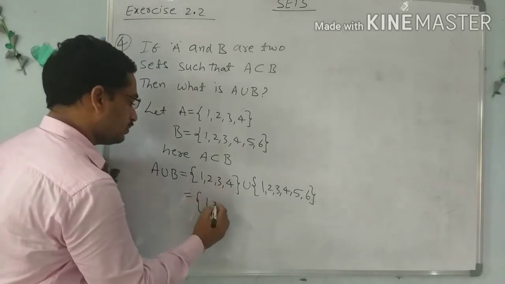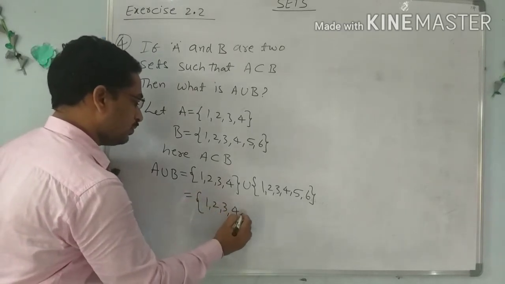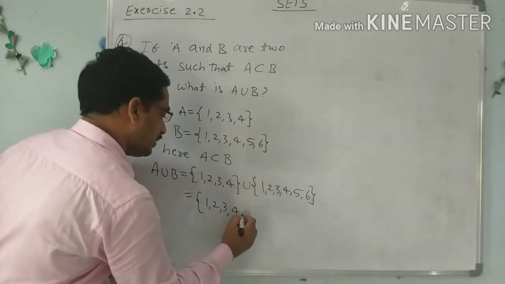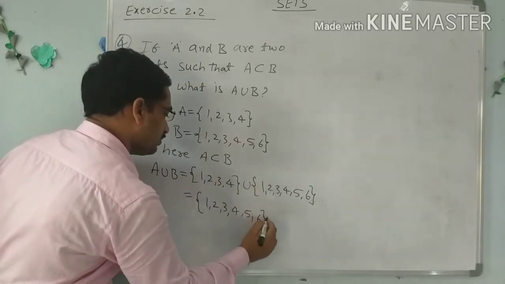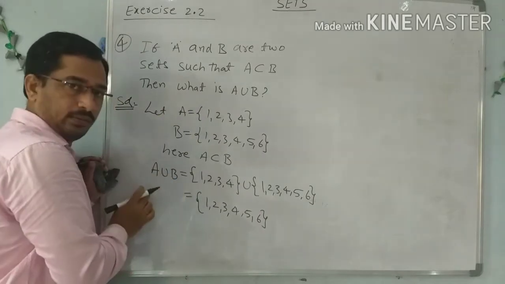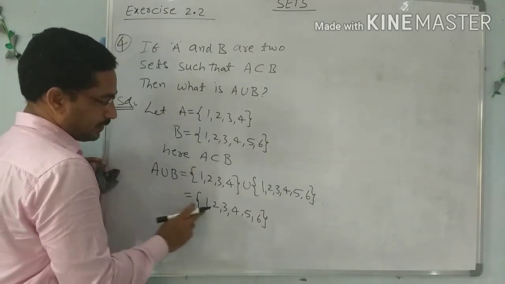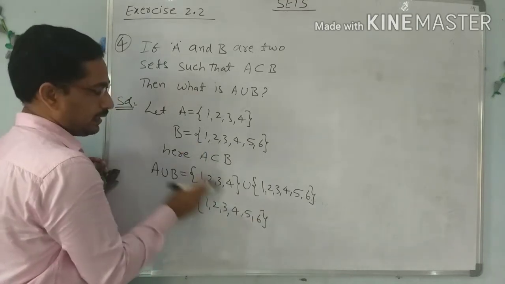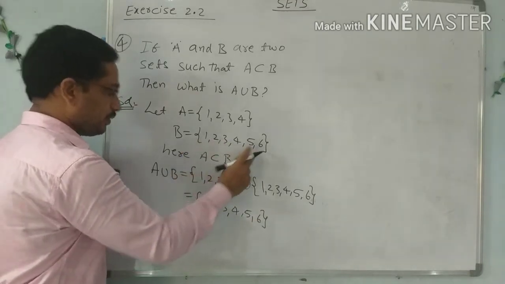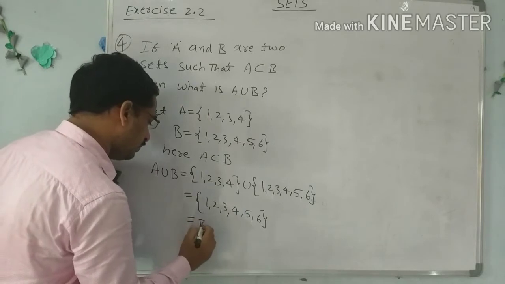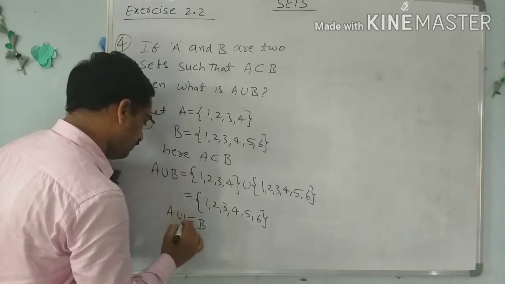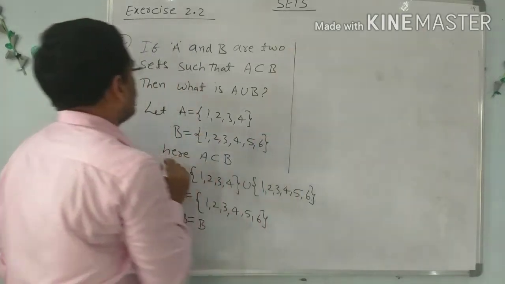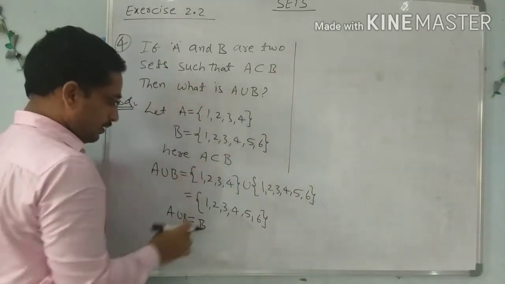So 1, 2, 3, 4, the first 4 elements are the same. Next the remaining elements 5, 6. So this is A union B. So what is A union B? Elements of the set are 1, 2, 3, 4, 5, 6. Here set B also contains the same elements 1, 2, 3, 4, 5, 6, which means A union B is equal to B. Then what is A union B? A union B equal to B.